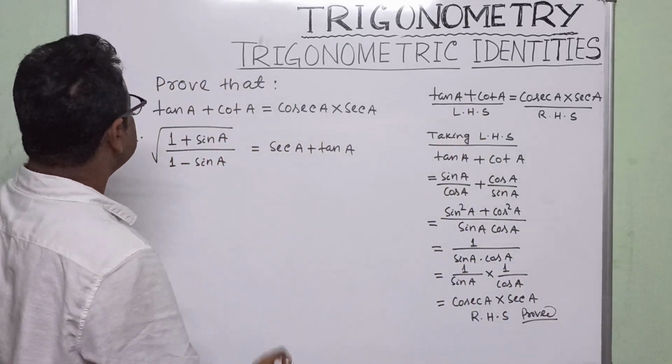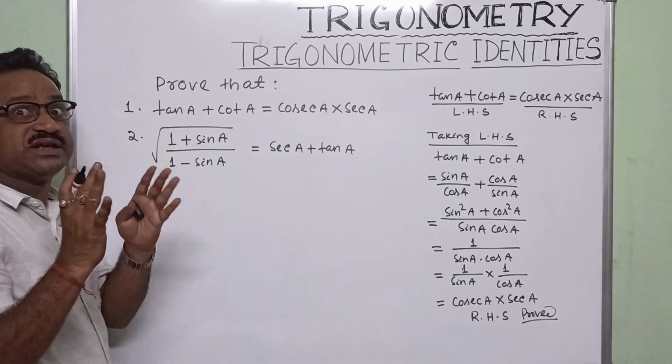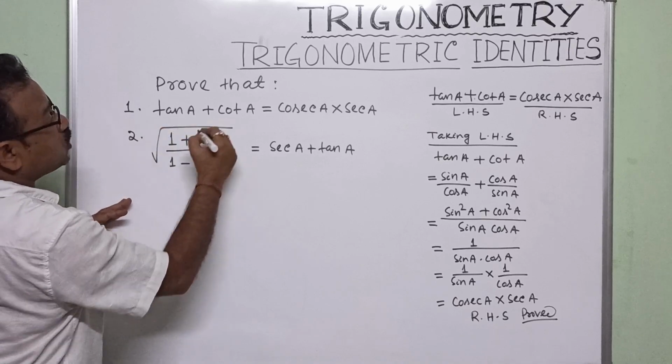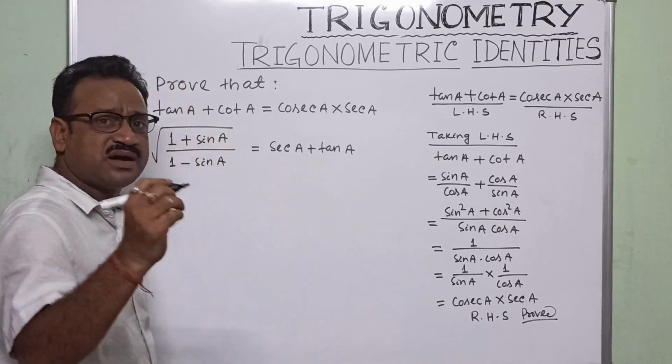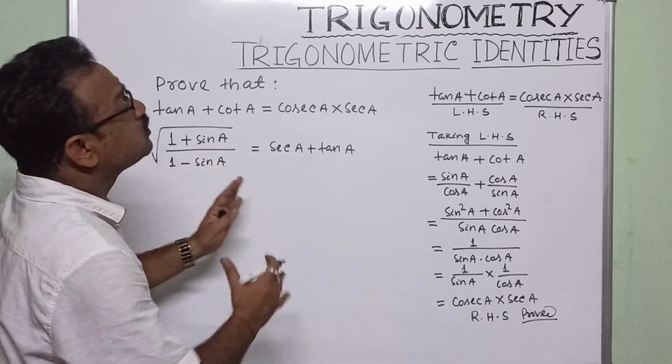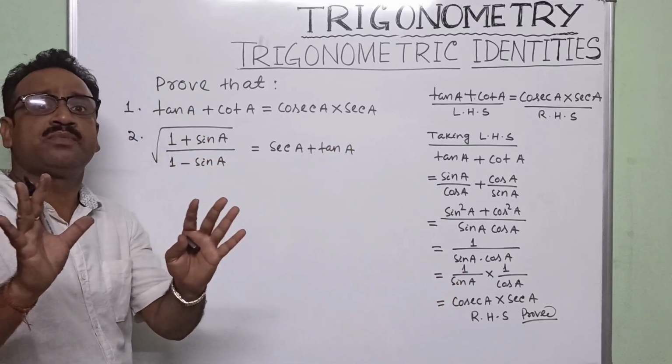Now move on to the second example. Root over (1 plus sin A by 1 minus sin A) whole root over is equal to sec A plus tan A. In these types of questions, first what we'll do? Take LHS. We are proving LHS. Okay, same system will be followed.